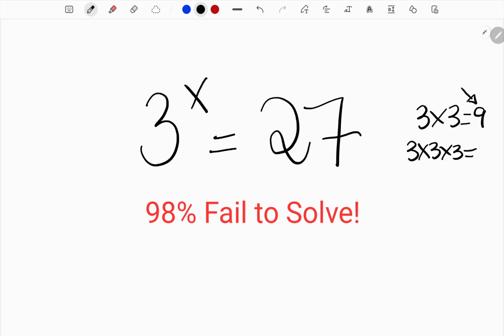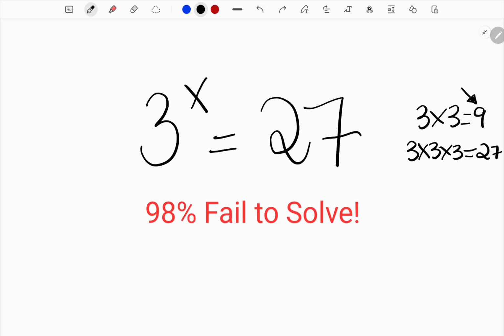Let's go a bit further and calculate 3 raised to the power of 3. Here, we multiply 3 by 3 and then by 3 again. Let's pause for a moment to check. 3 times 3 is 9, and multiplying 9 by 3 again gives us 27. This is interesting because 27 is exactly the number we have in our original equation. So it seems we are on the right track.